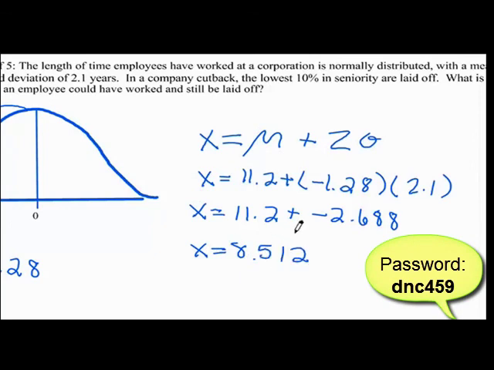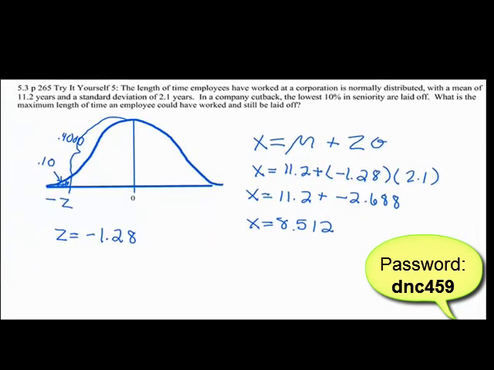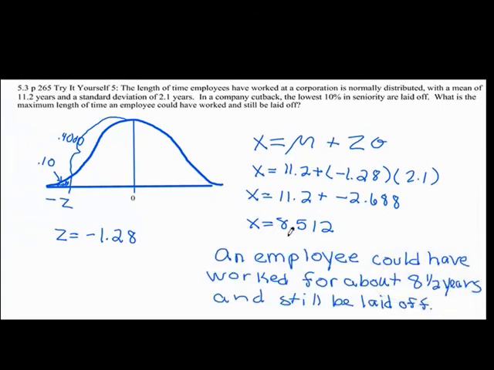8.512 years. So let's interpret that. Our 8.5, that's about 8.5. So an employee could have worked for about 8.5 years and still be laid off.